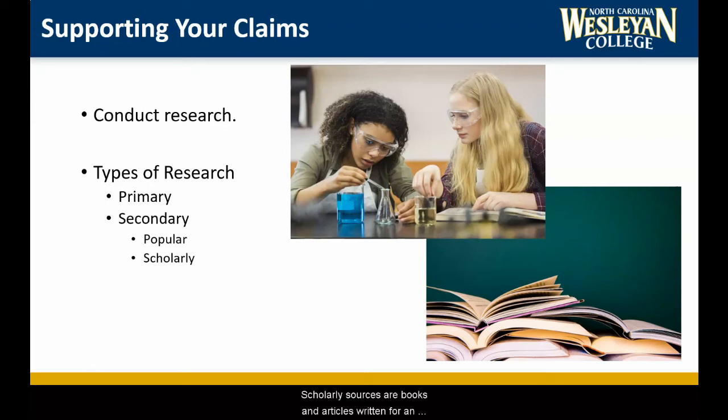Scholarly sources are books and articles written for an academic audience, i.e. researchers, in a specific discipline. These sources undergo a process called peer review, which means they have been read by other scholars in the field and were found to be reliable. The school provides access to academic databases that house many peer-reviewed articles. Google Scholar can also be used to find scholarly sources. No matter what type of source you use, make sure you evaluate it for reliability and usefulness.